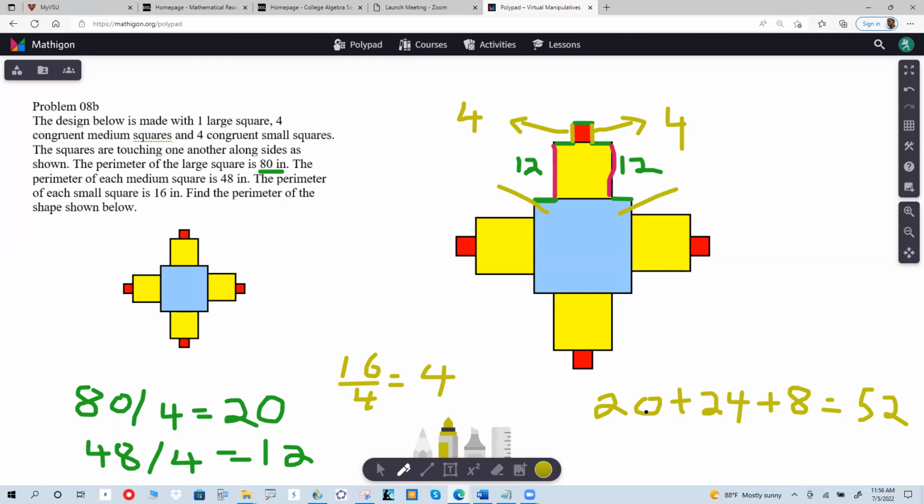My answer will be 4 times this because I want the perimeter of the whole shape. I'm going to walk along like this. I hope you can see the little dot. All of this. So my answer is 52 times 4, which is 208. And the answer is inches. That's my final answer.